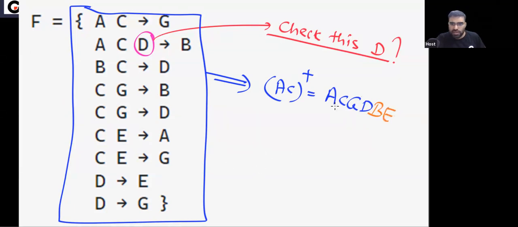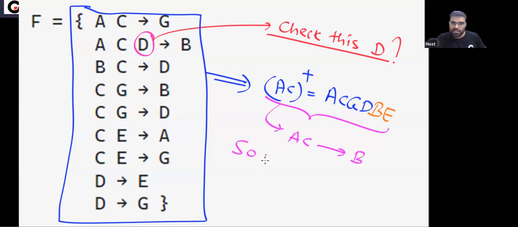So you got ABCD GE. You got this. So you got everything, right? Yes or no? Is this clear? You got everything. So here you can easily see that AC can determine B.